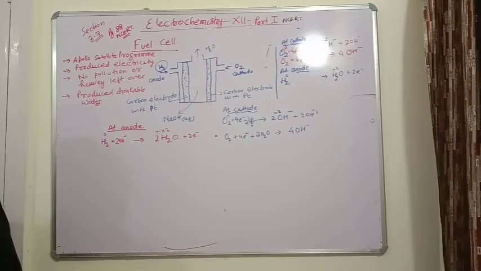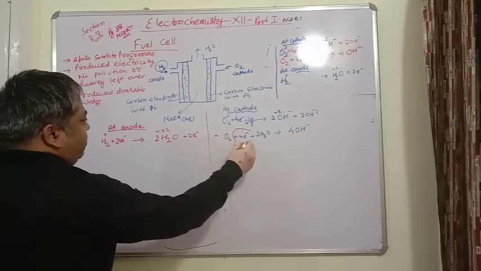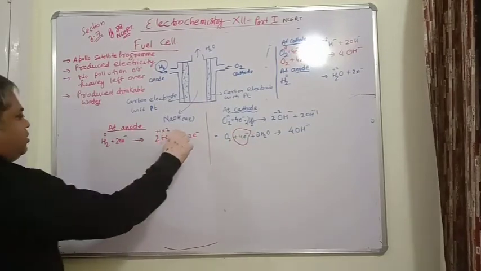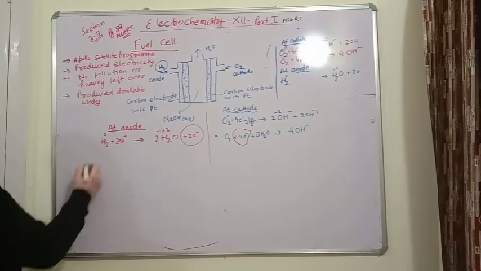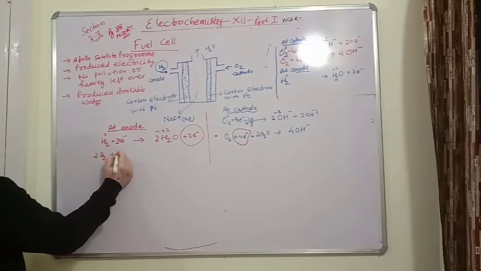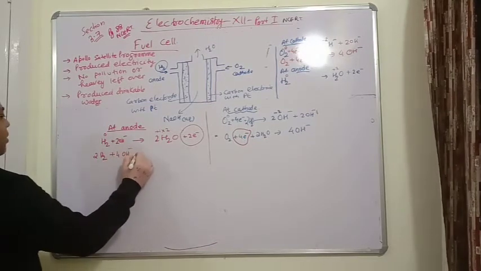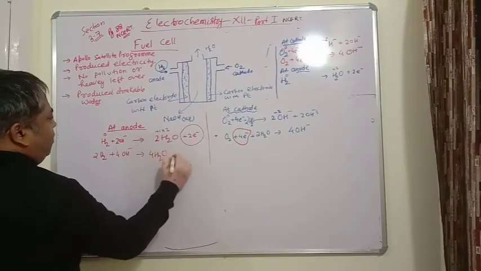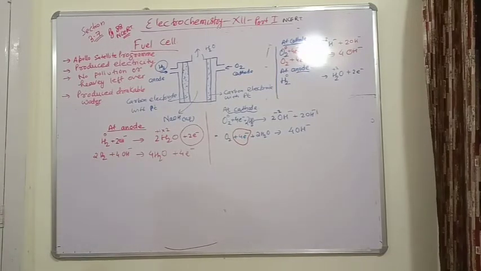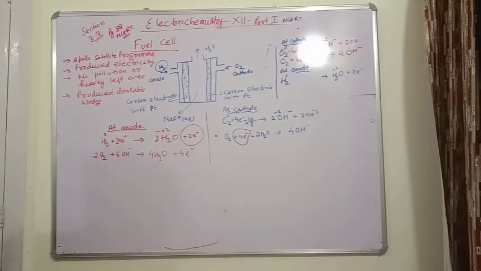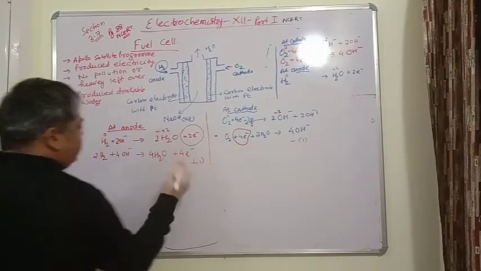But the gain and loss of electron in any redox reaction should be same. So here 4 electrons are gained and here 2 electrons are lost. So this has to be multiplied with 2. So we multiply both sides with 2. So this will become 2H2 plus 4OH minus will become 4H2O plus 4 electron. That means the redox reaction which takes place need not be remembered. You can solve it on your own. Then we can add these two equations. Let this be equation 1, let this be equation 2. These two equations can be added.